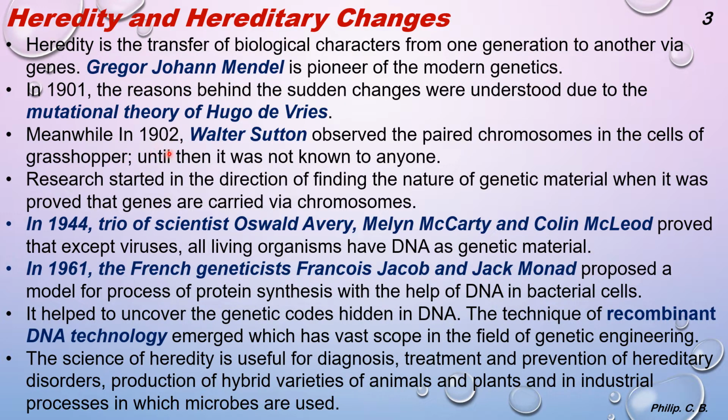Meanwhile, in 1902, another scientist named Walter Sutton observed the paired chromosomes in the cells of grasshopper. Until then, it was not known to anyone. So initially, it was Walter Sutton who observed the chromosome in grasshopper.